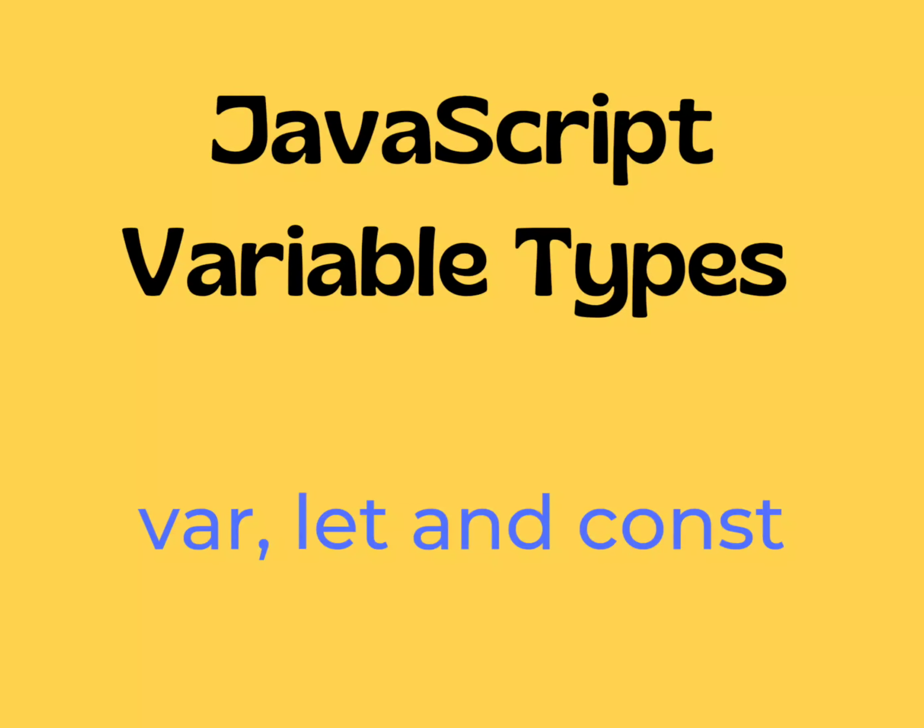Our topic for this video is JavaScript variable types. There are three types of variables in JavaScript: var, let, and const.